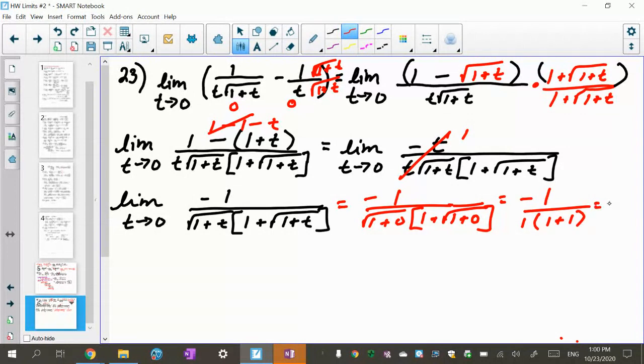So 1 times 2 is 2, so this is negative 1/2. So the limit is negative 1/2.